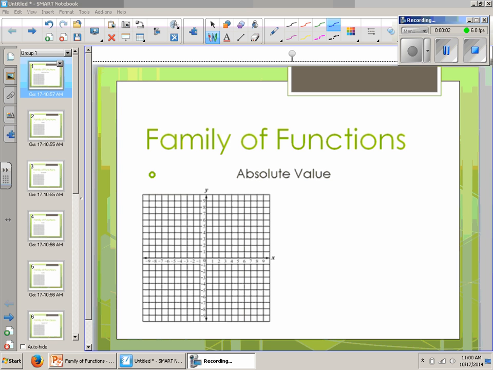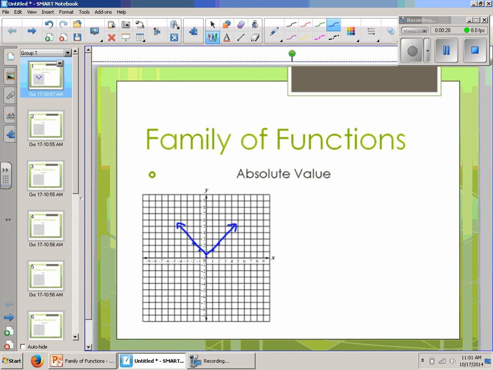Today's lesson is on families of functions. We're going to look at a bunch of graphs and match them up with the name of their functions. So the first function we're going to do is the absolute value function. And we know that the absolute value function graph looks like a V. So if we see a V, we know we have an absolute value function.